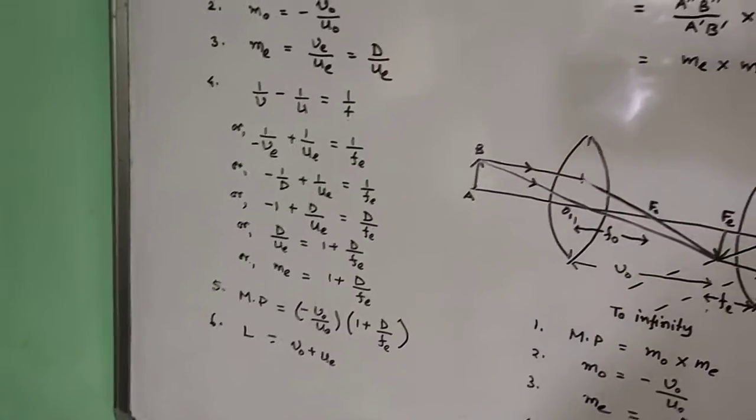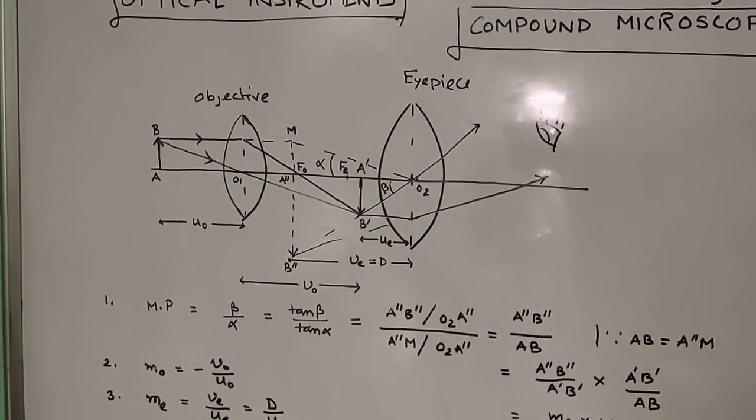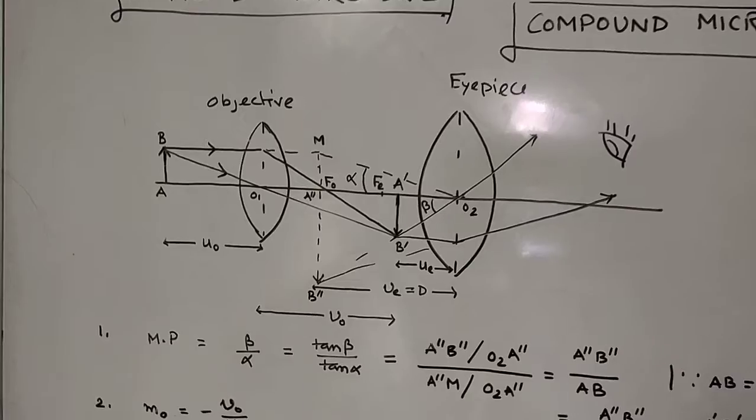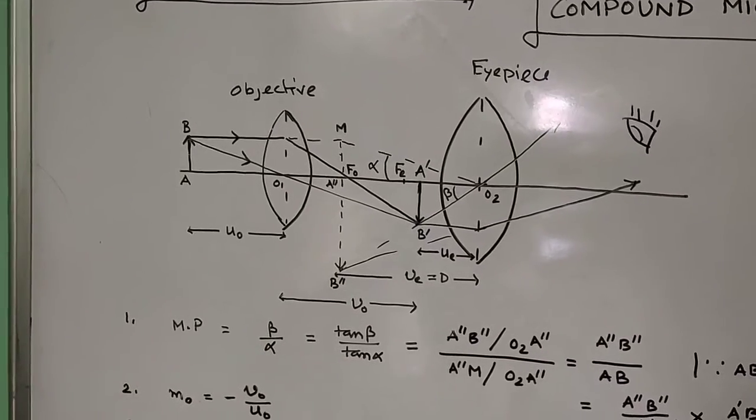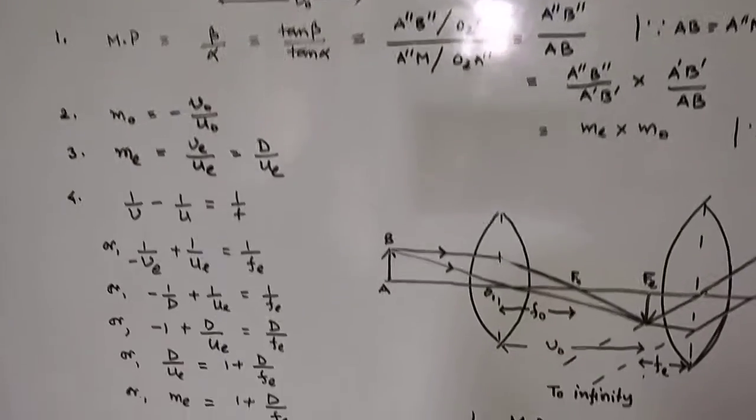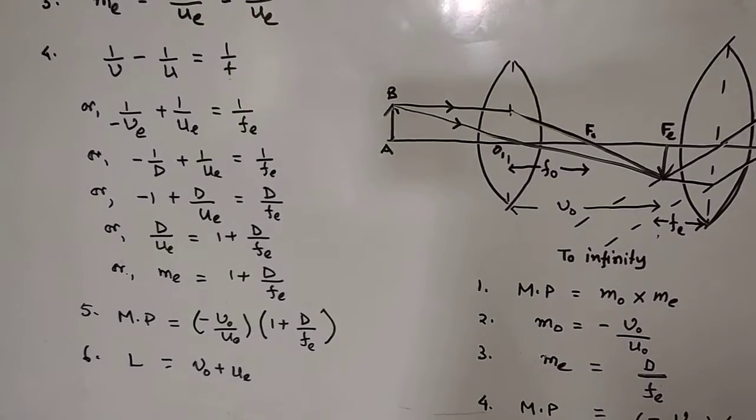Now capital L is the length of the microscope. Microscope length is nothing but the distance between the two lenses. So if you consider the distance between the two lenses, it is v0 plus ue. So capital L is nothing but v0 plus ue.